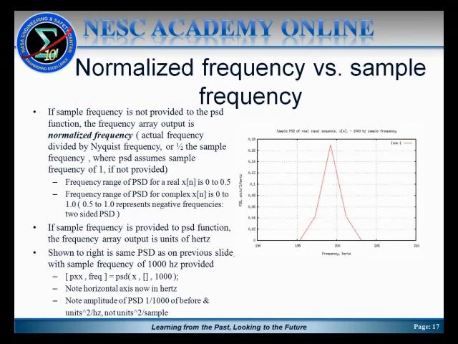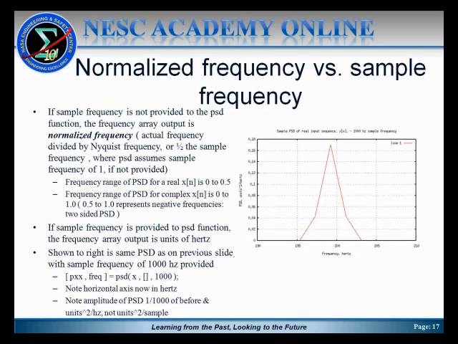Now when you plot out the PSD versus frequency, you'll notice it's actually in hertz. It's no longer normalized frequency, and now you can see the peak there at 199.22 hertz, which is what that normalized frequency of 0.19922 would be for a 1,000 hertz sample. And note the magnitude of the PSD is 1,000th of what it was before. Remember before it was up around 170, now it's around 0.17.